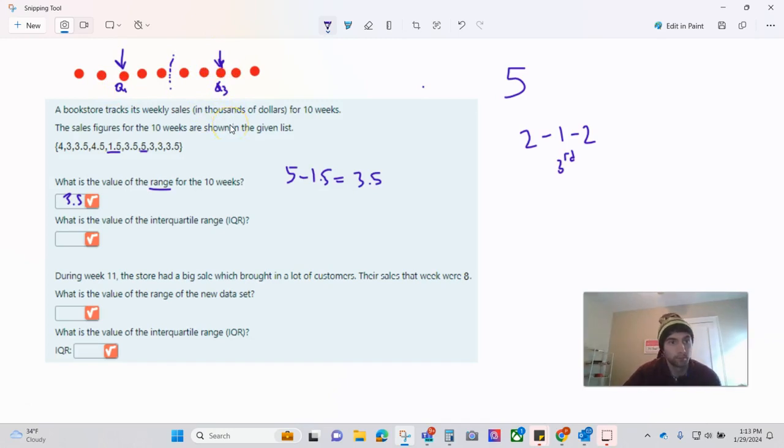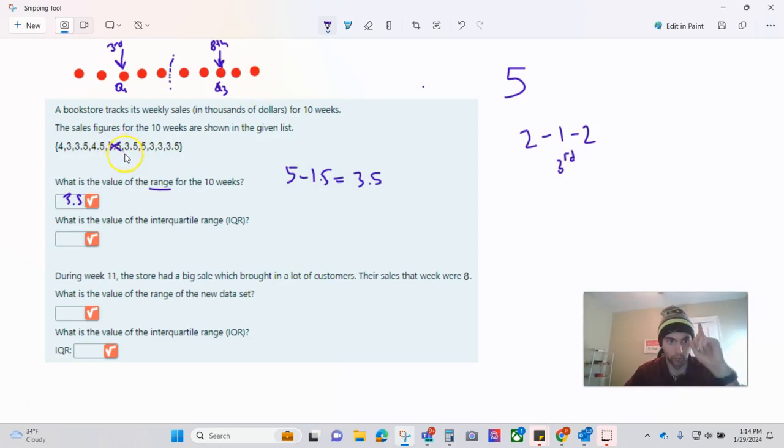Now that we know where to look, we can either order our numbers from smallest to biggest, or we can just look for the third biggest number and the eighth biggest number. Maybe that's easier for you. You can order them, or you can keep them in jumbled form, like I'm going to do, and look for the third and eighth biggest number.